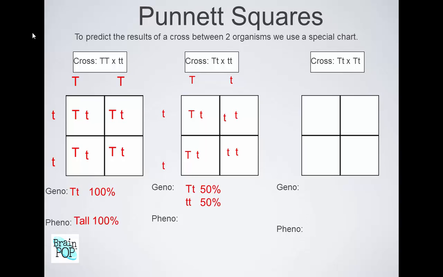When we do these, each box is worth what percent? 25. Yeah, there's 4 boxes. Each box is worth 25%. So 2 out of the 4 boxes have big T, little t. 2 out of the 4 have little t, little t. What phenotypes do we end up with? Tall and short. What percent of each? 50-50.